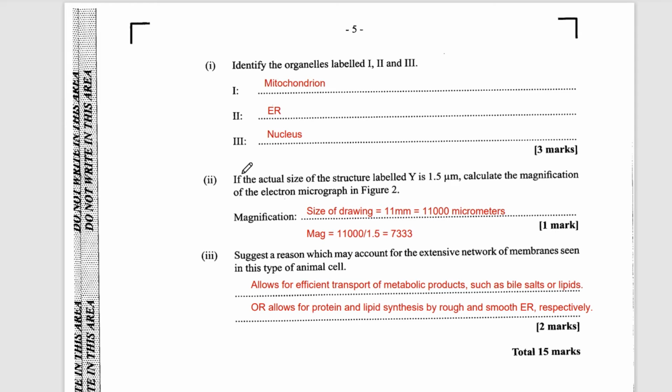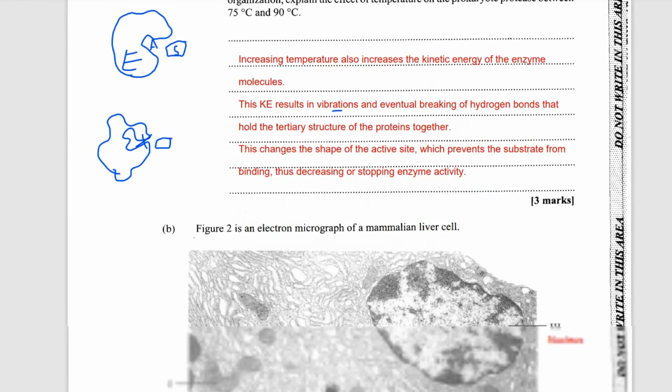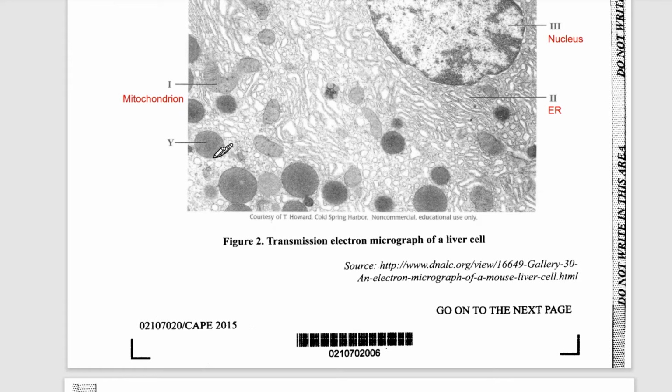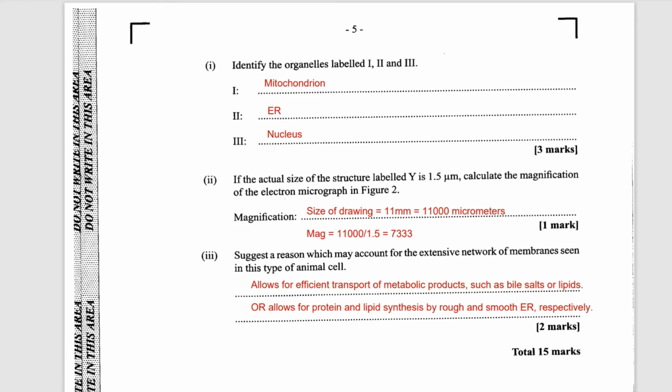Now part 2 is saying if the actual size of the structure labeled Y is 1.5 micrometers, calculate the magnification of the electron micrograph in figure 2. So this is the structure Y here. Now you can't do this on a computer screen, but if you have a physical copy of the paper and measure end to end of Y, this is actually 11 millimeters. So if we take the size of the image, which is 11 millimeters, and convert it to micrometers, we get 11,000.